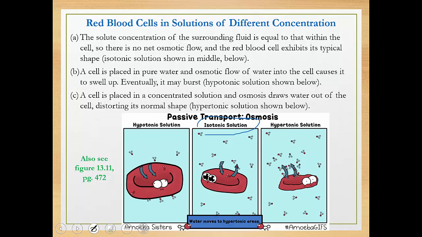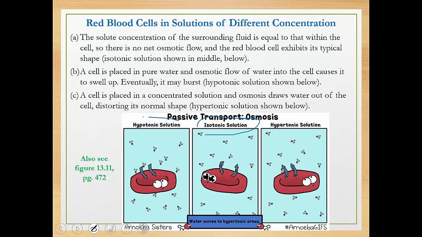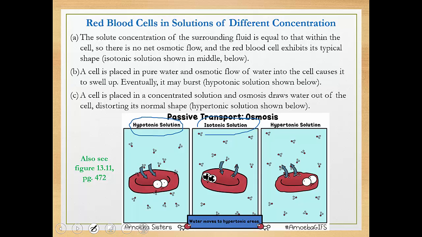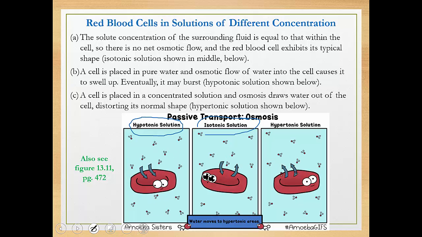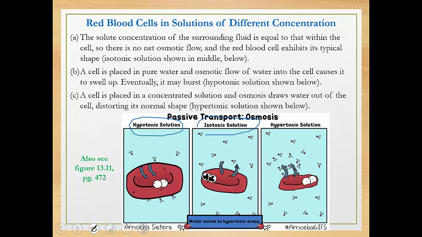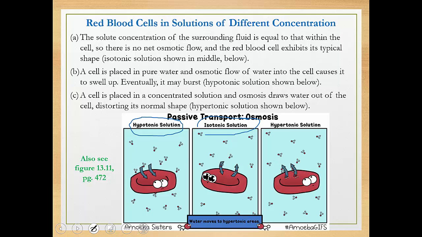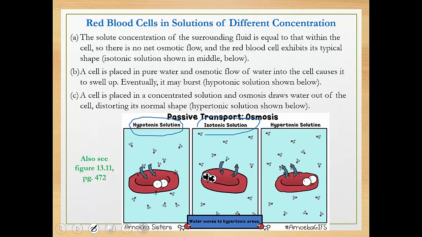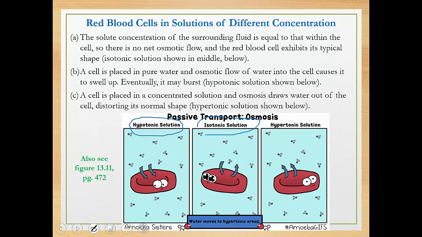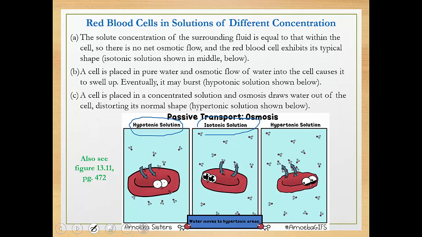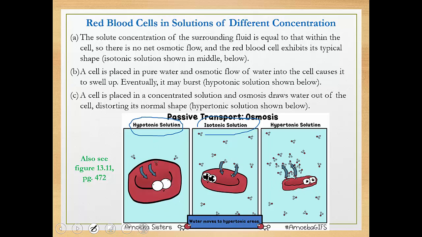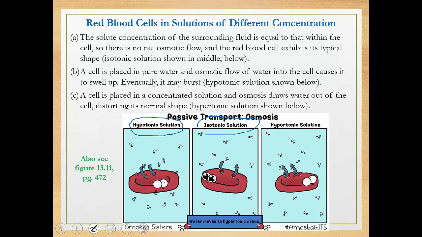But now if I take that cell and put it into what's known as a hypotonic solution, which is pure water, now the inside of the cell has a concentration of some kind of solute in it. So what happens is the osmotic flow of water into the cell, the water starts to come in trying to equalize the concentration, and the cell starts to swell up, and it could even burst. You can see it starting to swell, and it's not real happy there.